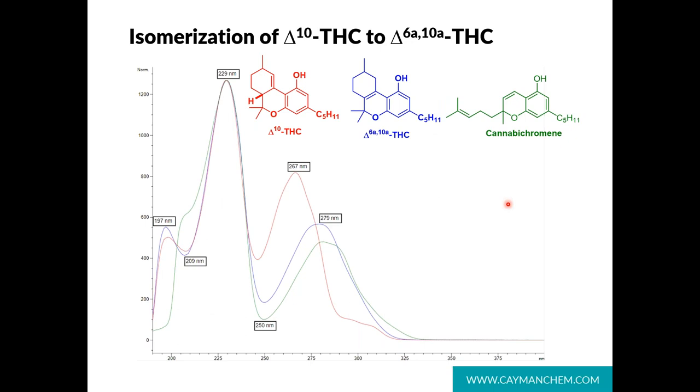Formation of the delta-10 and delta-6A-10A THC isomers generates a conjugated system through the double bond and the resorcinol ring system, which changes the UV profile of these compounds. I've seen it reported in a couple of places where people are misidentifying these as CBC. As you can see, there are similar UV profiles in this comparison of the spectra of delta-10 in red, delta-6A-10A in blue, and CBC in green.